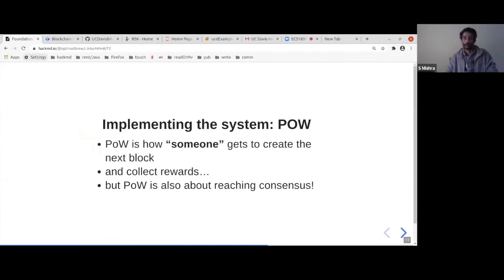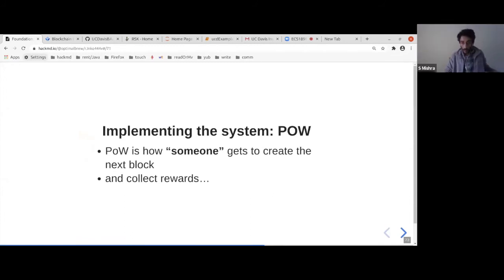Okay, thank you. So part of the proof of work system is, in a distributed system, we are all competing to add transactions in blocks. And so the proof of work provides us with a way to say, hey, we have a winner. This miner gets to mine the next block because they have found the solution to the current problem. And when one block is mined, the hash changes. And so people move on to the next block. So the first part of proof of work is how someone gets to create the next block.